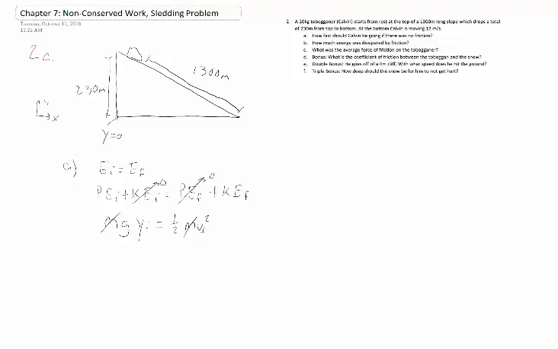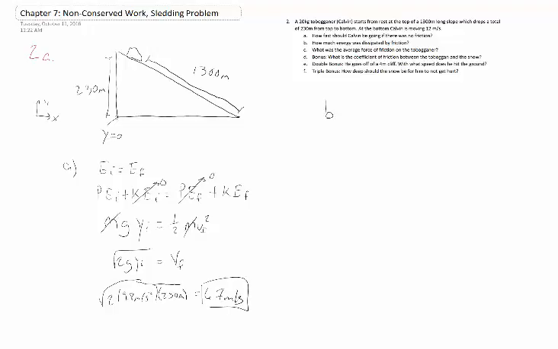So we multiply by 2 and take the square root, and v final is the square root of 2gy initial, the square root of 2 times 9.8 meters per second squared times 230 meters. Plugging that into the calculator, we get something like 667 meters per second, which is really fast. That's not how fast people tend to go on slides. That's 130 miles an hour. People don't go that fast on slides.